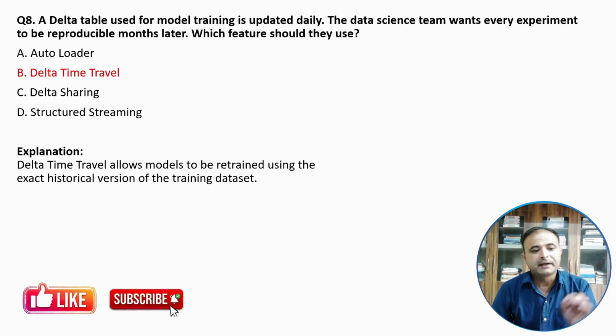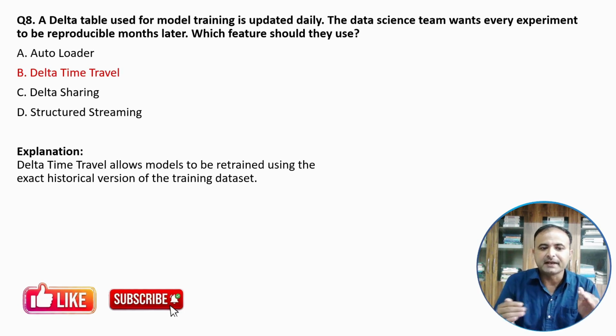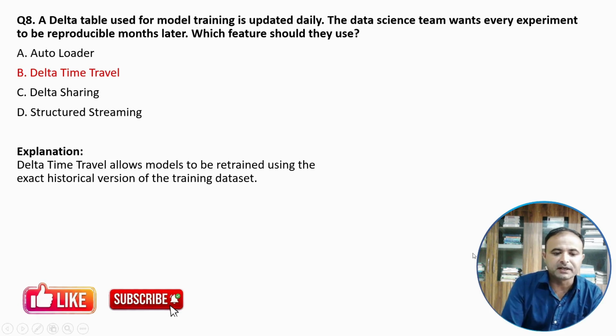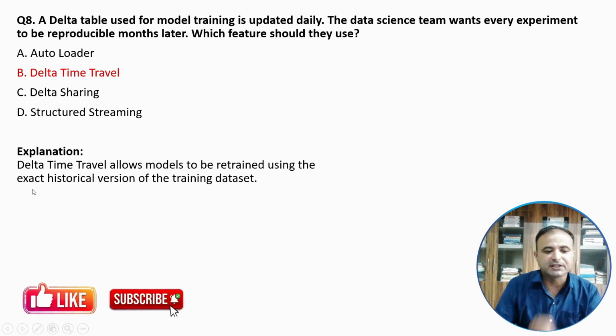Next, a Delta table used for model training is updated daily. The data science team wants every experiment to be reproducible a month later. Which feature should they use? That is Delta time travel. Delta time travel allows the model to be retrained using the exact historical version of the training data. We just want to retrain again and again. So that is Delta time travel, the correct answer.